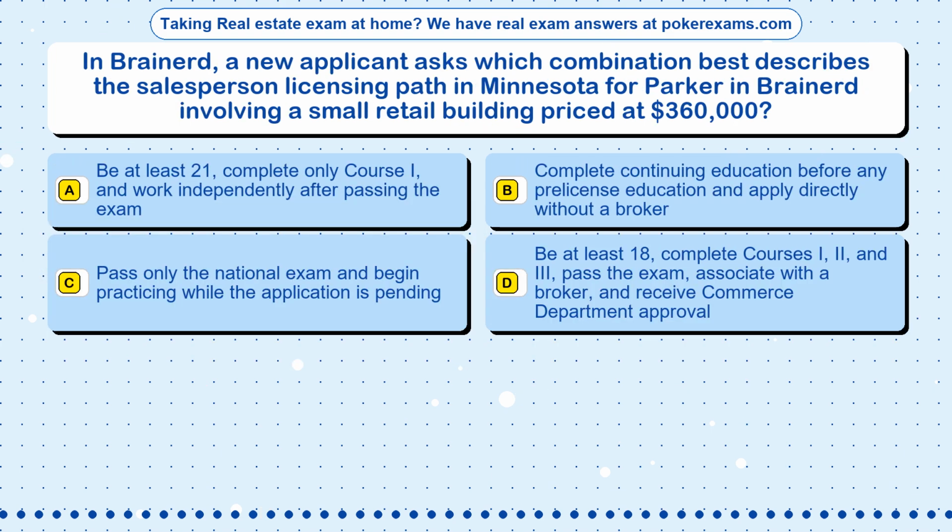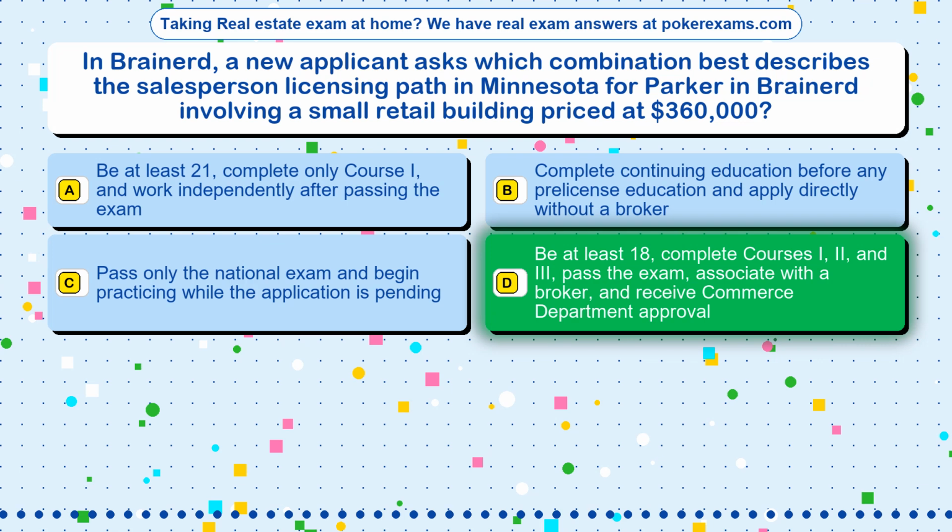Question 8. In Brainerd, a new applicant asks which combination best describes the salesperson licensing path in Minnesota for Parker and Brainerd involving a small retail building priced at $360,000. Option A. Be at least 21, complete only course I, and work independently after passing the exam. Option B. Complete continuing education before any pre-license education and apply directly without a broker. Option C. Pass only the national exam and begin practicing while the application is pending. Option D. Be at least 18, complete courses 1, 2, and 3, pass the exam, associate with a broker, and receive Commerce Department approval.